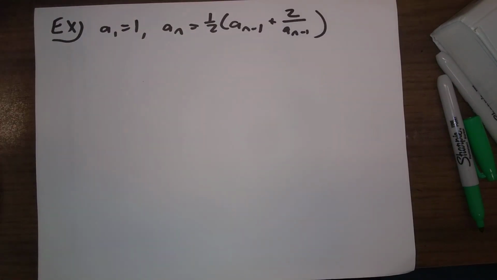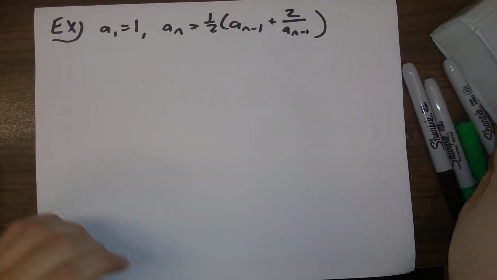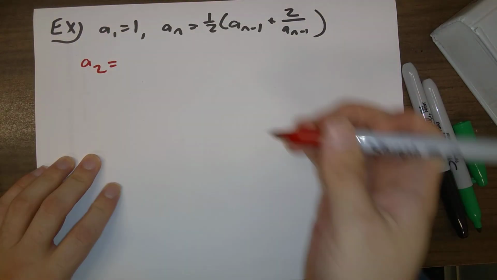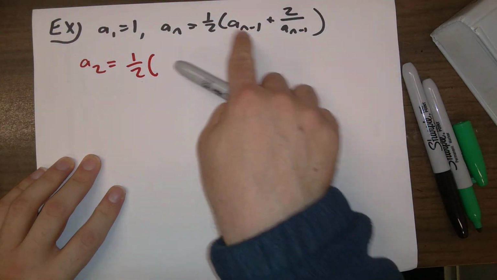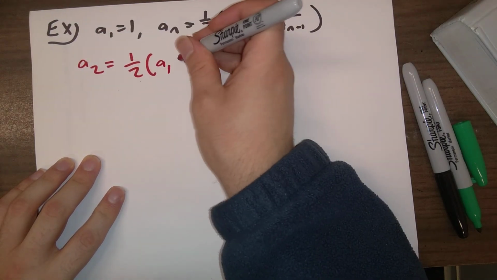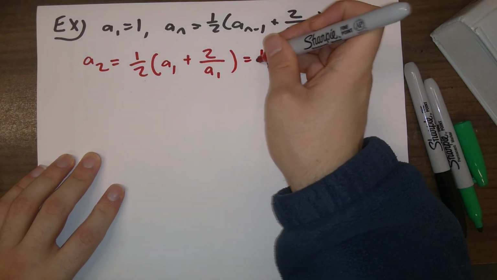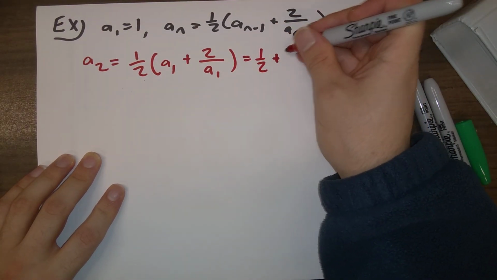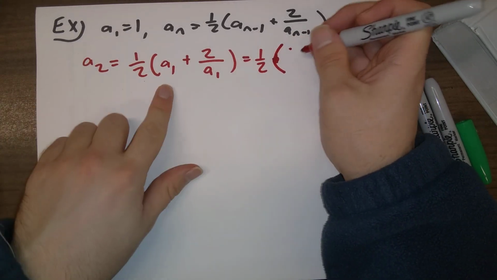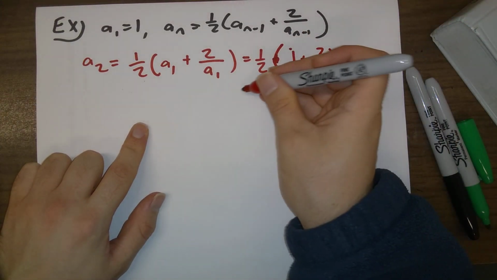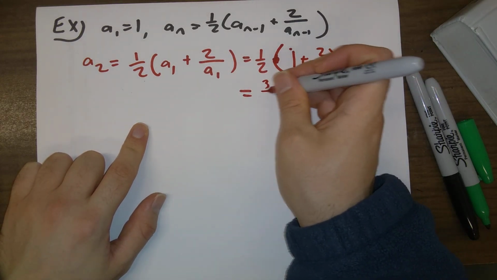Okay, here is another example just to work out. A sub 1 is equal to 1. A sub n is equal to 1/2 times a sub n minus 1 plus 2 divided by a sub n minus 1. Let's write out the first several terms of the sequence. So a sub 2 is going to be 1/2 times a sub 1 plus 2 divided by a sub 1. So that's going to be 1/2 times 1 plus 2 divided by 1. So that's 1/2 times 3. So that's 3/2.